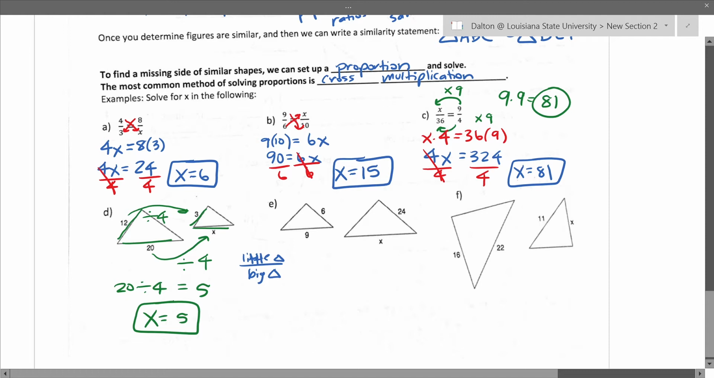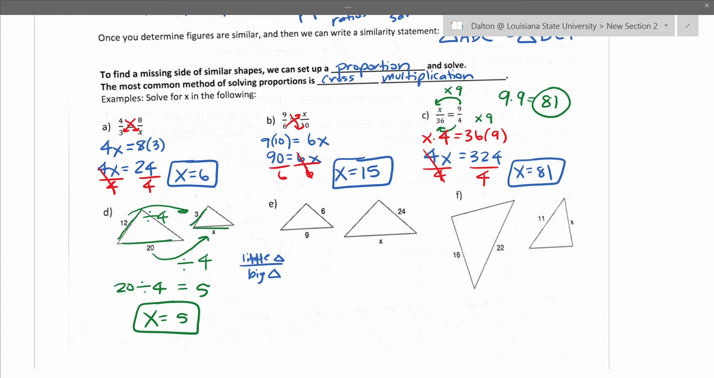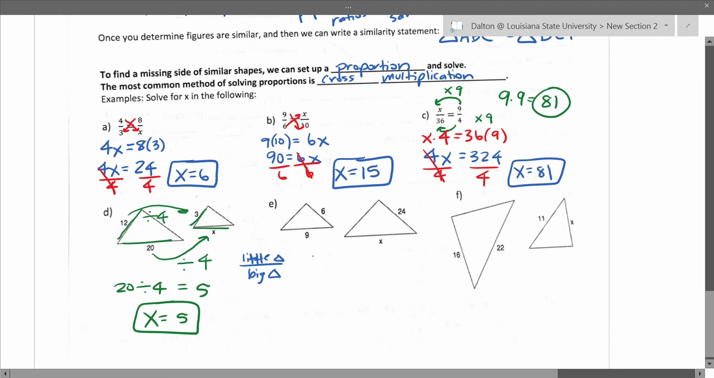So I'm just going to pick any side from my little triangle, let's say 6. And I'm going to put that over its corresponding side in the big triangle, which is 24. That's going to equal the other little triangle measurement, which is 9, over its corresponding side in the big triangle, which is x.